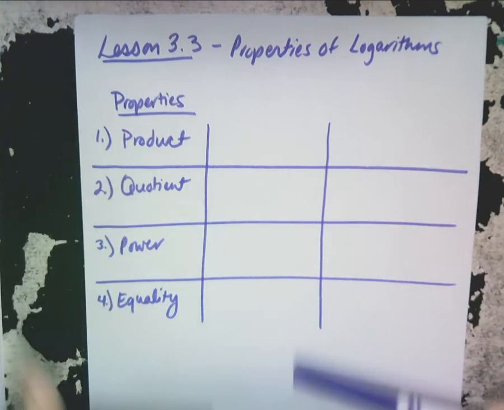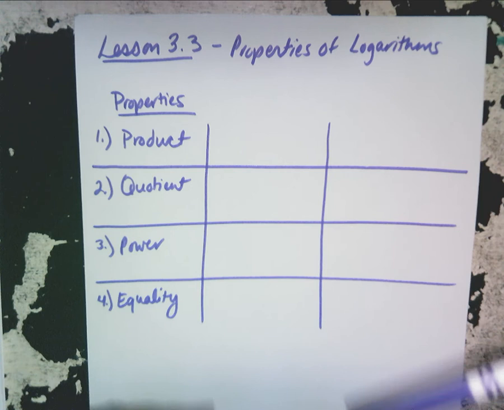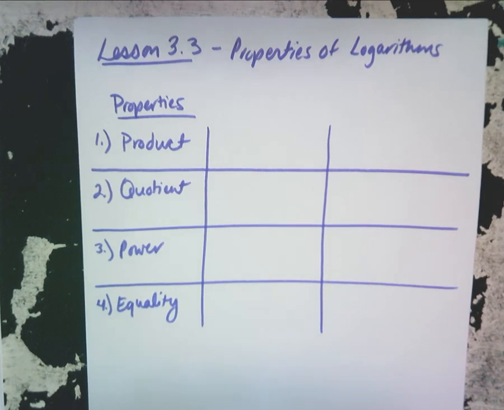And in this column, I'm just going to give you what the actual property is. And then in this last column, I'm going to show you an example. So we're just doing properties today. This is going to lead us into what will help us solve for logs, even more logs. So we want to solve for them. So let's start with product.